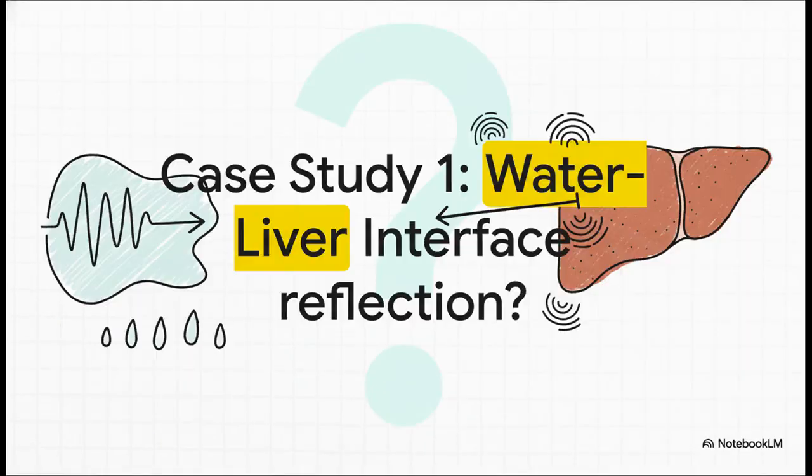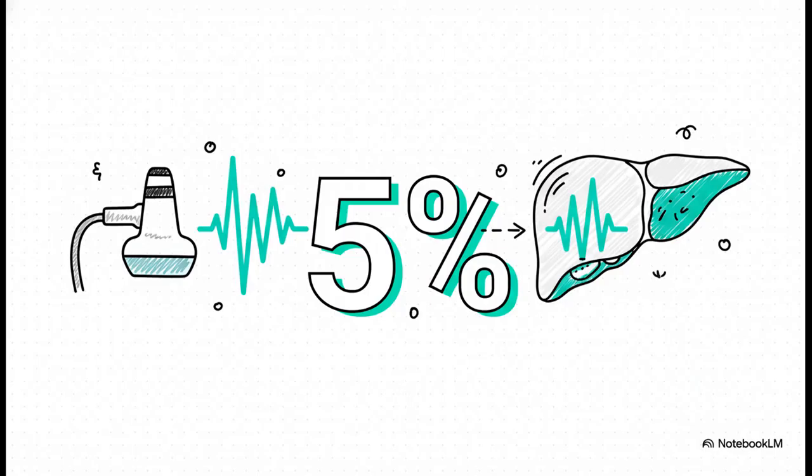All right, let's make this real. Let's do a little case study. Imagine a sound wave traveling from a fluid, like a cyst, into the liver. Now, if you remember that chart, their impedance values are pretty close, right? 1.48 and 1.65. So what's your guess? When the wave hits that boundary, are we going to get a big, strong echo or a little faint one? Turns out it's a pretty weak one. Only about 5% of that sound wave actually reflects back.